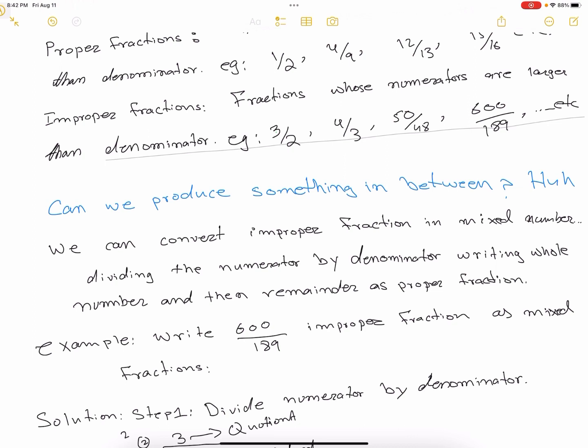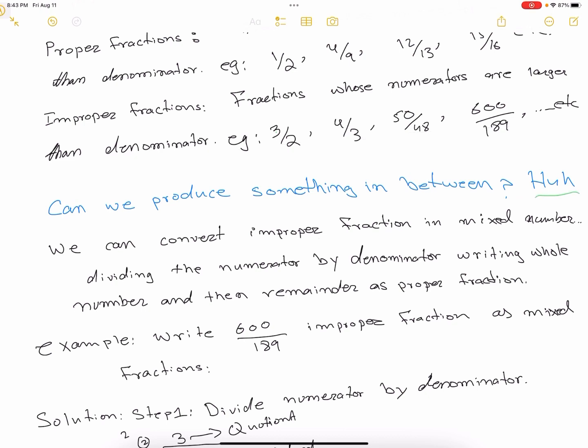There should be a middle way to talk about it. That will be called a mixed fraction, or a whole number with a proper fraction. We'll come to that in a minute. We can produce something in between. Yeah, we can do that.